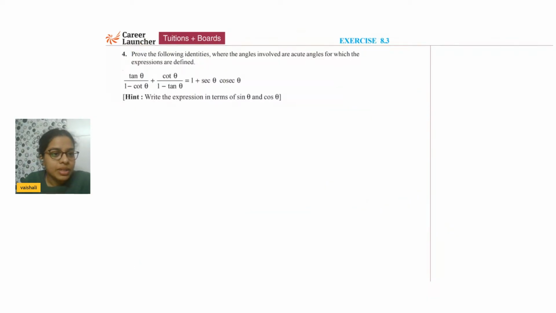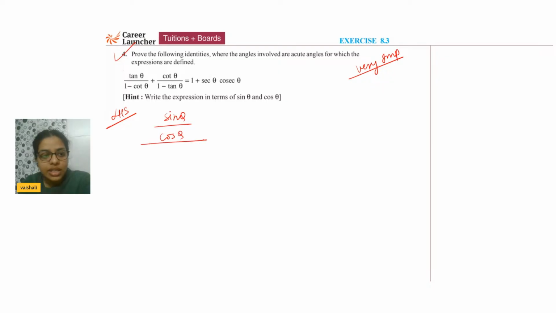Now looking into the next part. Question number 4, and this is very important because we are going to use some identities in it which will help you solve this question. Now I'll start off with the left hand side again, and we are going to prove that this is equal to the right hand side. How can I write tan? Sin theta by cos theta, right? And cot as cos by sin. This plus cot is what? Cos by sin divided by 1 minus sin theta divided by cos theta.